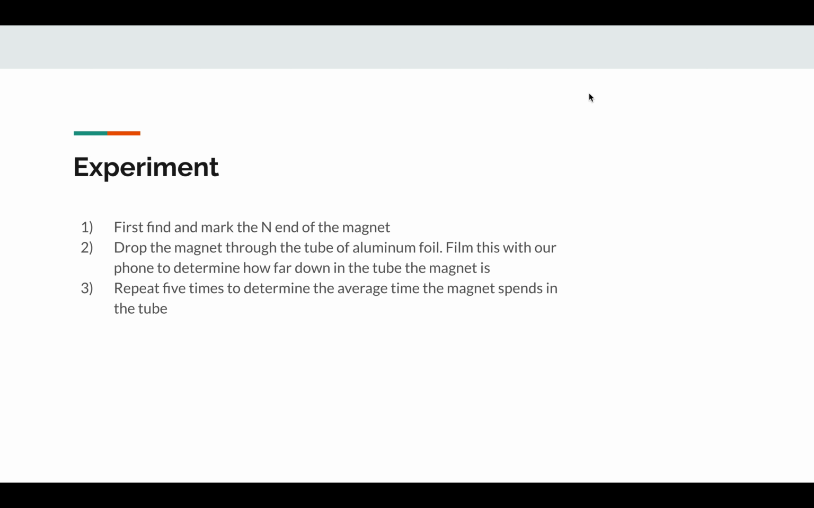This is pretty much what the experiment consisted of. First, find and mark the end of the magnet. Then drop the magnet through the tube of aluminum foil and film this with our phone to determine how far down in the tube the magnet went. Repeat 5 times to determine the average time the magnet spends in the tube.